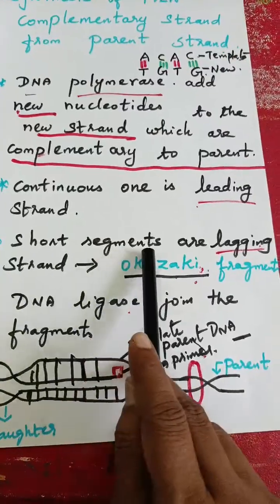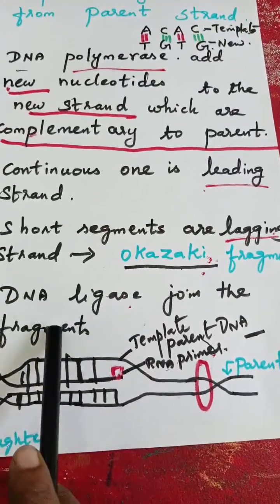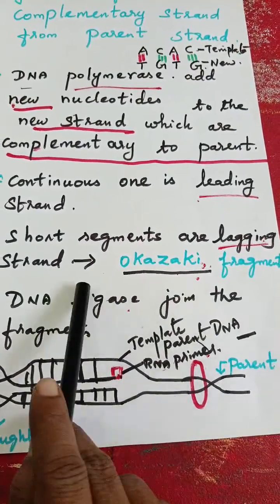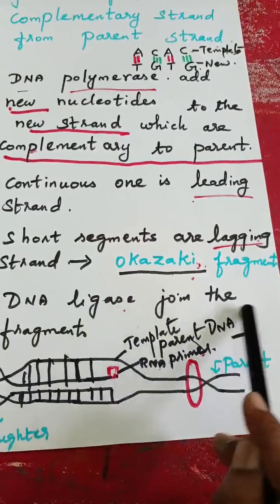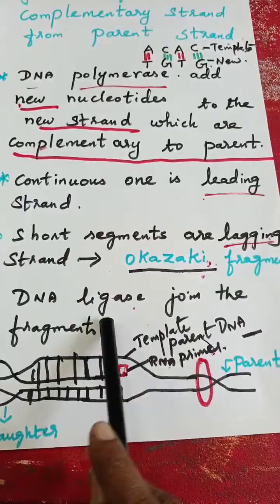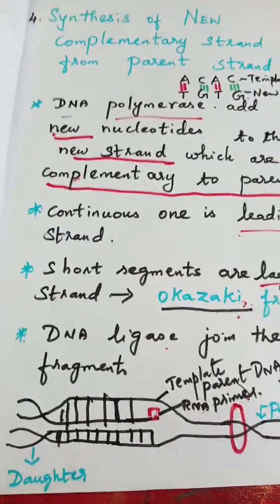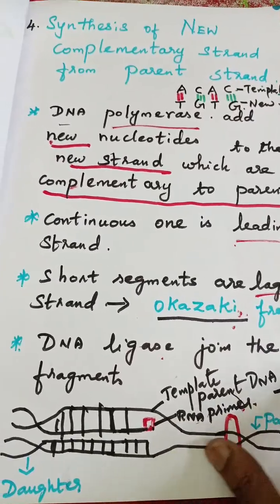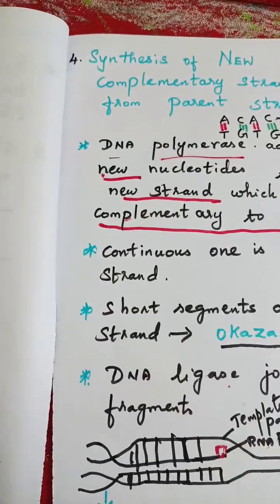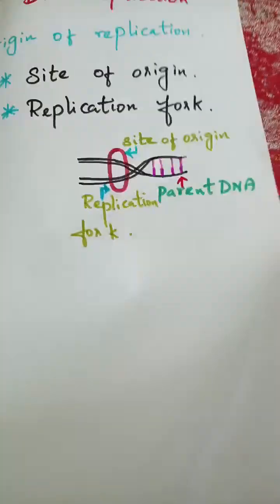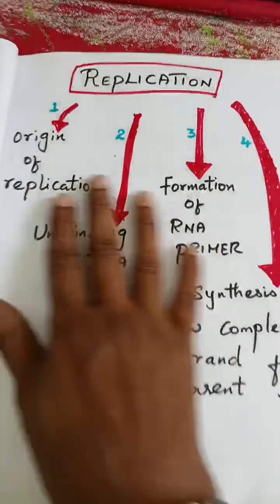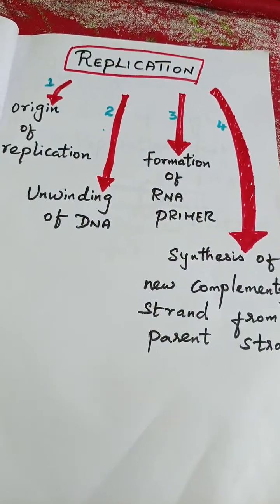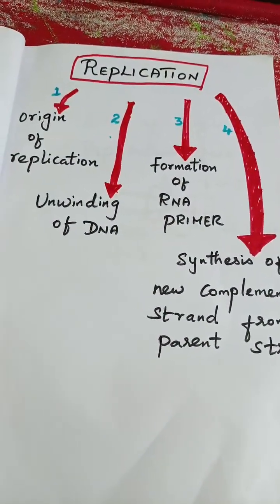And then these fragments, the lagging strands, should be joined together. They will produce a continuous new DNA molecule, that is, the DNA ligase will join the fragments. Understood? So that's all about DNA replication. Yes, can you define replication now? What is replication? Replication is the process in which a new DNA molecule is produced, an exact copy of the DNA molecule. That is known as the replication process.